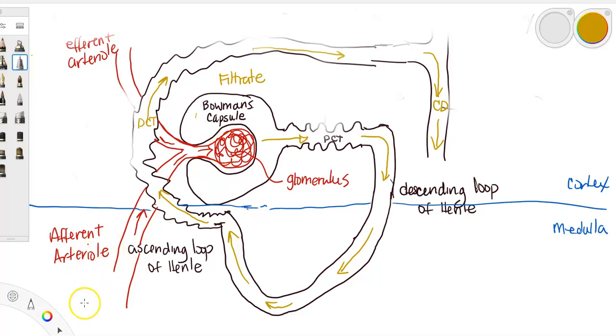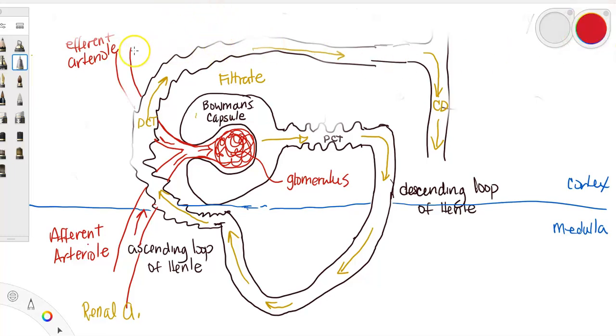Remember, we've got the renal artery, and it goes down to some different vessels, and we get to the afferent arteriole. So the afferent arteriole goes into the glomerulus with the blood. Filtering happens. We get filtrate from that, and what hasn't been filtered goes back out the efferent arteriole.